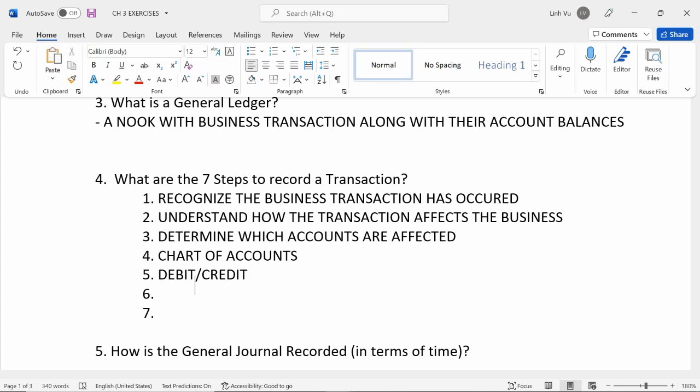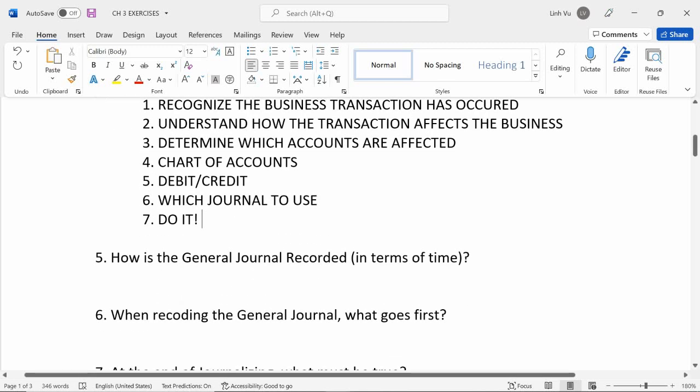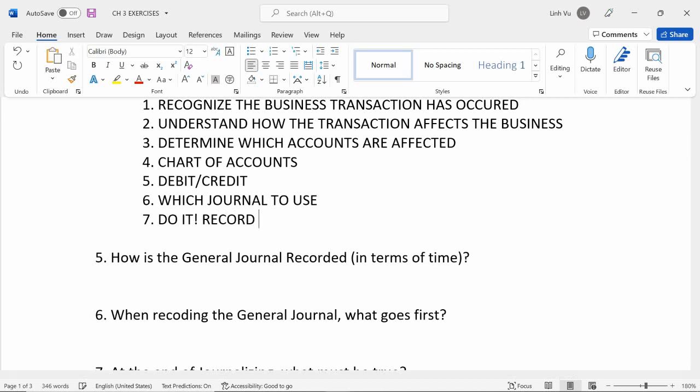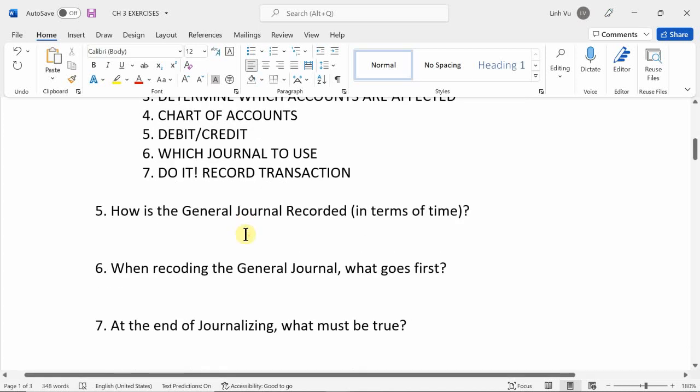Good. Step 6. Determine what journal should be used to record the transaction. Good. Which journal to use? And what's step 7? Do it. Record the transaction. Okay. Record the transaction. Good.